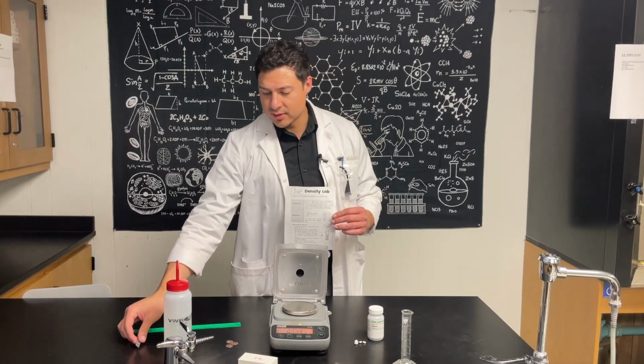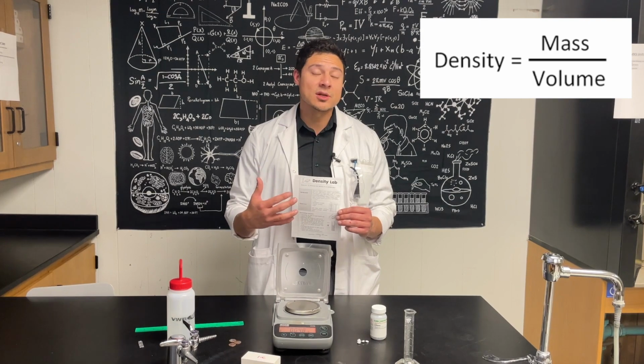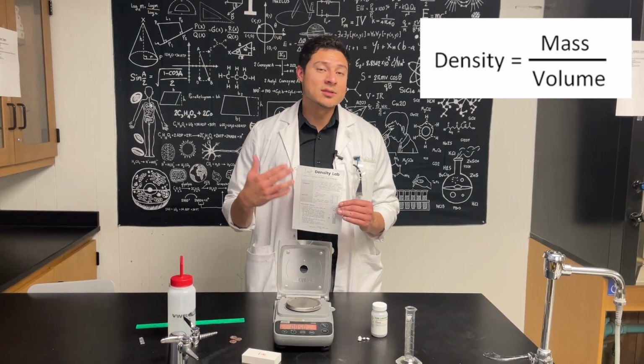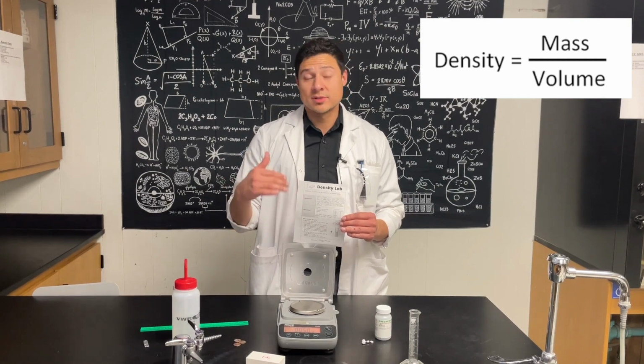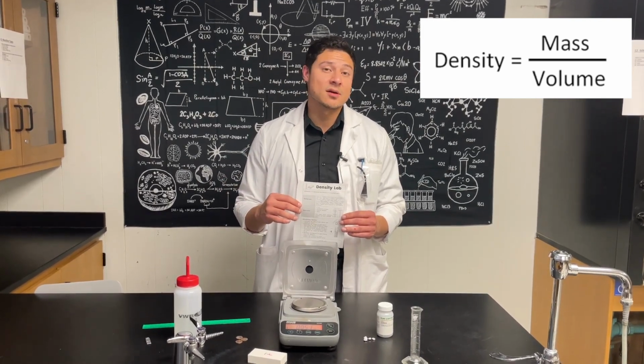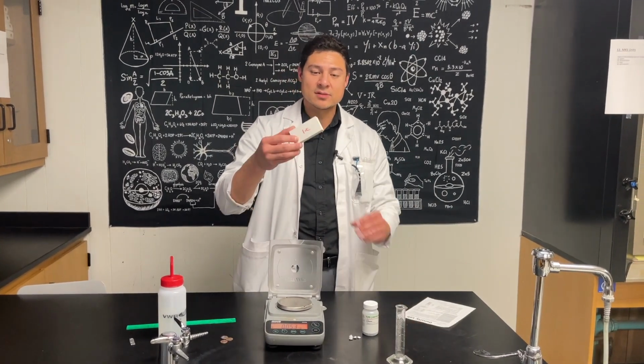So remember, density is an intensive property of matter, and it can tell us something about that matter. But we're gonna need to use mass and volume, which are extensive values, to be able to determine the density of the object. So we're gonna go ahead and start by finding the density of this object here.